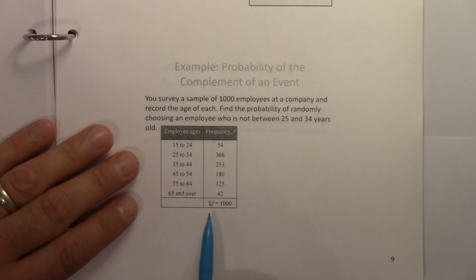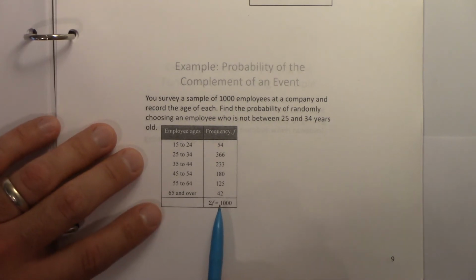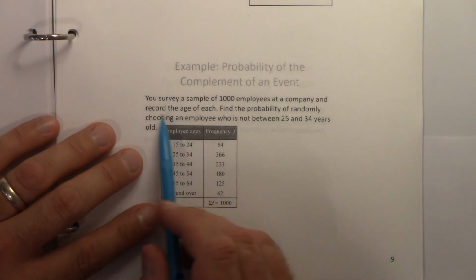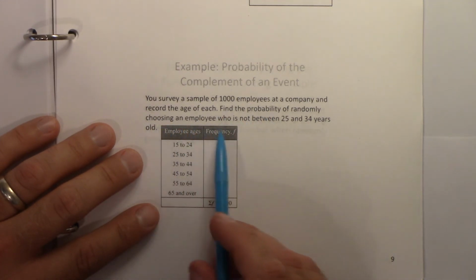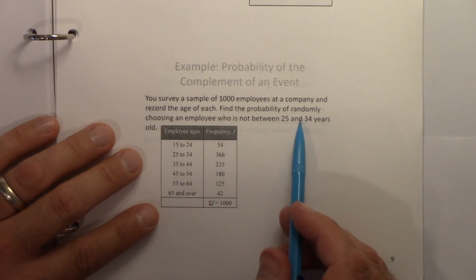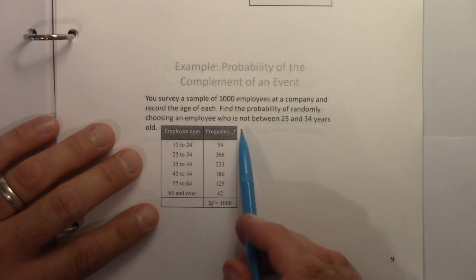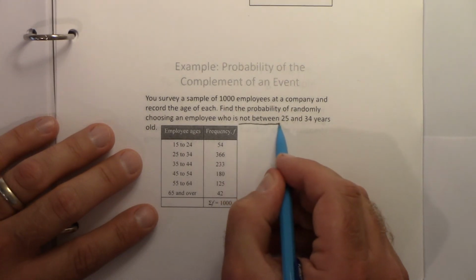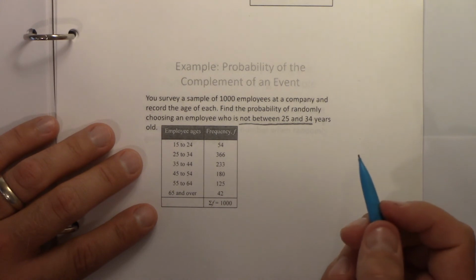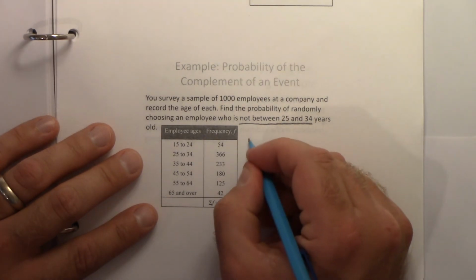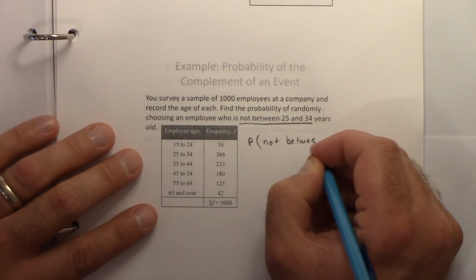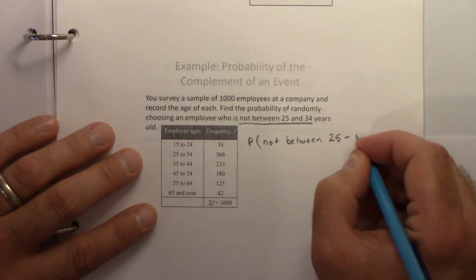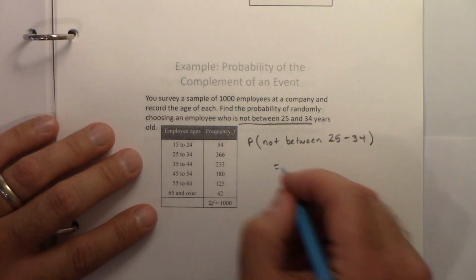If you look at the example at the bottom of page 9, it kind of shows us how we can use that concept to answer probability questions. So it tells us here that you survey a sample of 1,000 employees at a company and record the age of each. We want to find the probability of randomly choosing an employee who is not between 25 and 34 years old. Now notice what we want, the probability, and I'm just going to jot this down in shorthand, not between 25 and 34. That's what we want, okay?